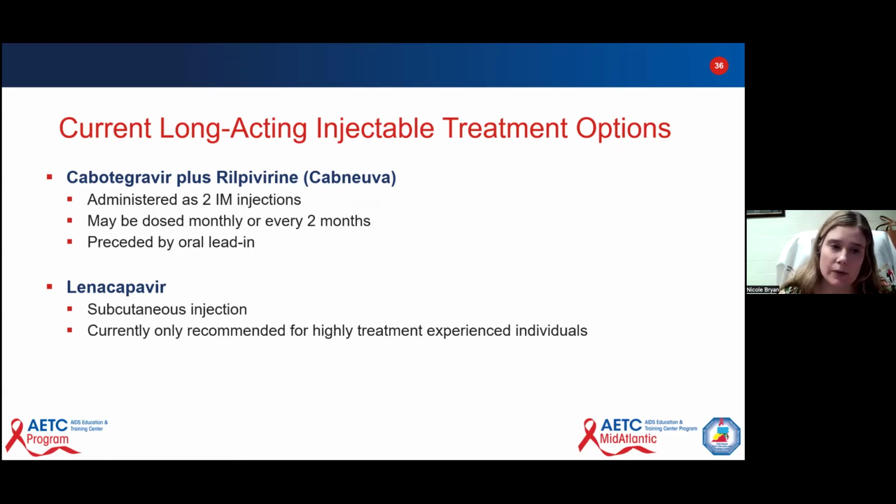It does help you to make sure that they tolerate it okay, that there's not going to be an allergy or a side effect or something like that that you're not accounting for. But you don't necessarily have to do the oral lead-in for it to be effective, particularly if they're already suppressed. But technically there's an oral lead-in.